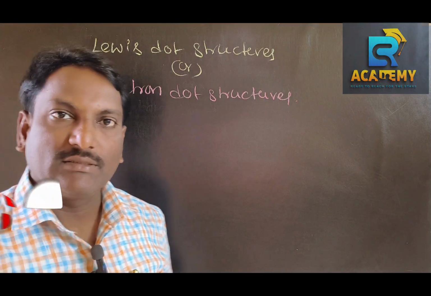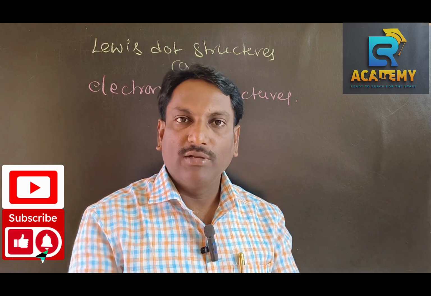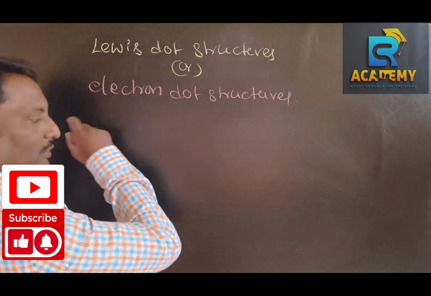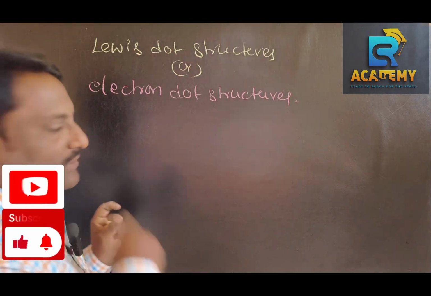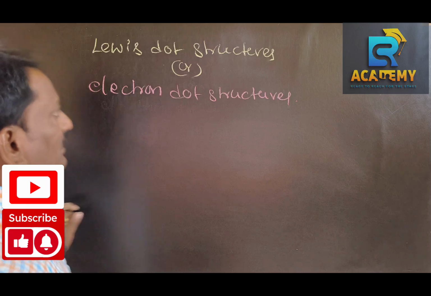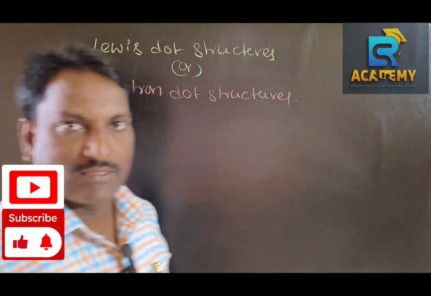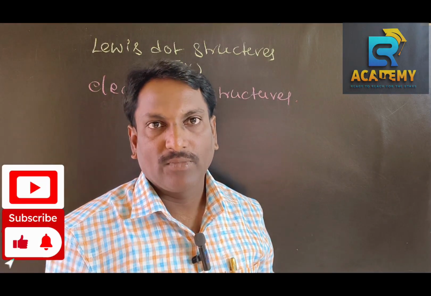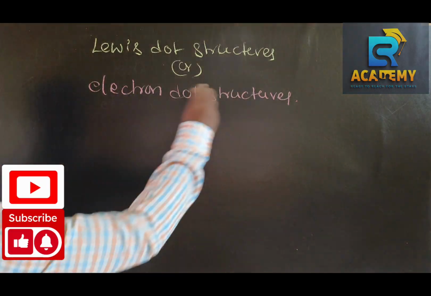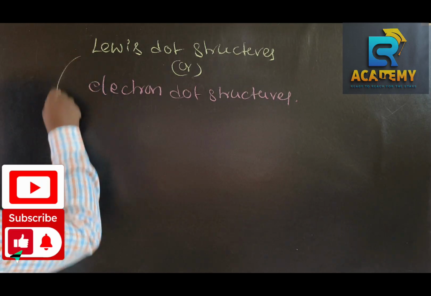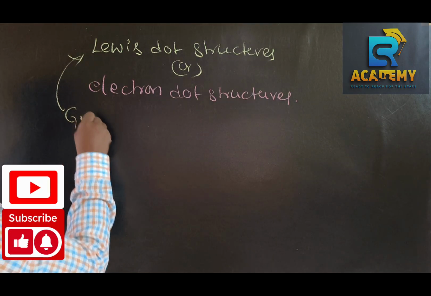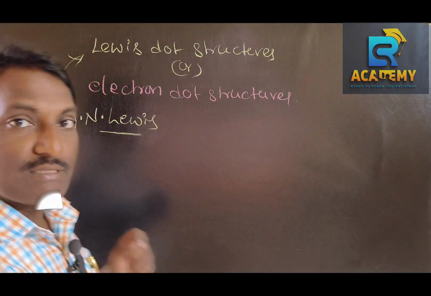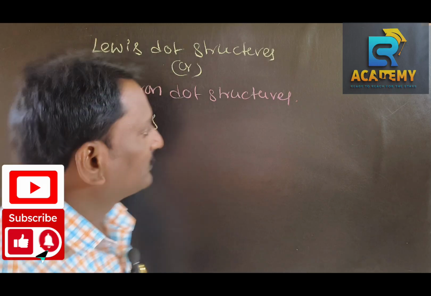Before going on, let us discuss what is meant by Lewis dot structure. These structures are named as electron dot structures, and also as Lewis dot structures. These structures are called Lewis dot structures because they were introduced by G.N. Lewis.